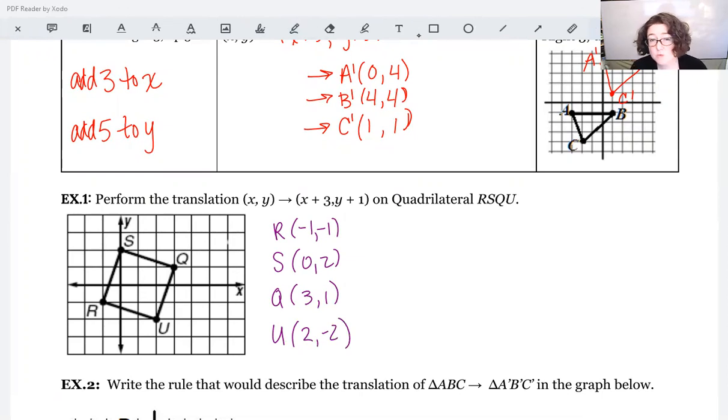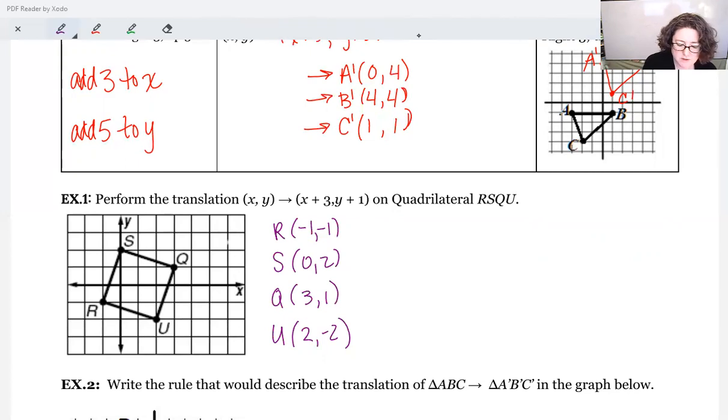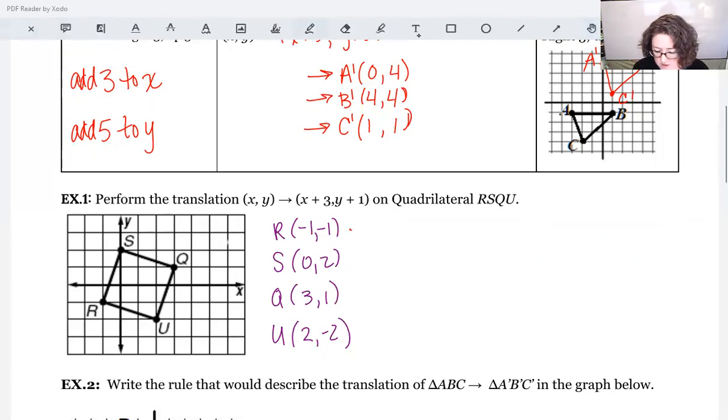Alrighty, I like these rules the best because if they're using this to describe translations, which is most often the way they describe it, then all we have to do is add or subtract to our X and Y coordinates, and we're good to go. We know exactly where to plot it. So new coordinates, again, let's just go down the row and do one of the coordinates at a time.